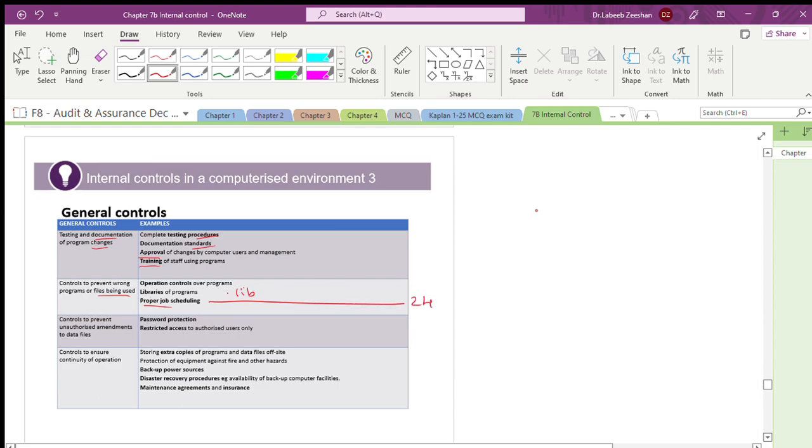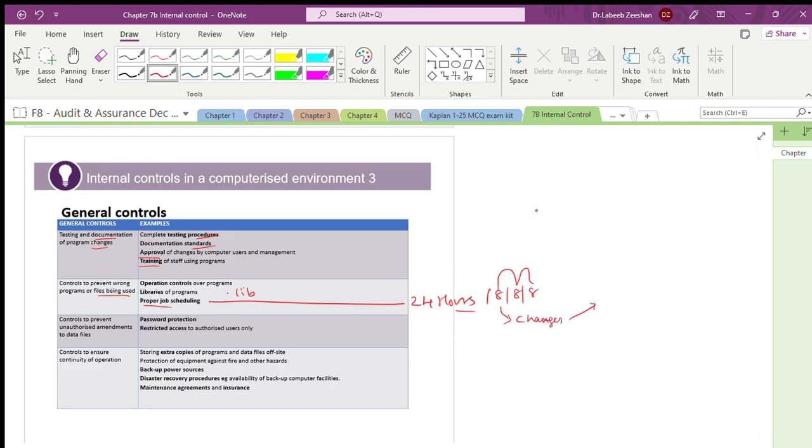People will work for 24 hours, 8 hours a shift. One person is working, another person will take over. If a person is doing some changes, definitely what will happen? It will be noted that this person has done it. Mr. A has done it on 31st October at 5:30 p.m.